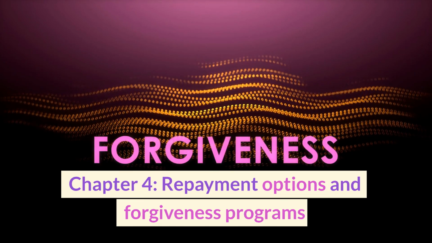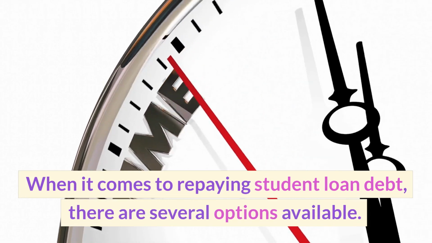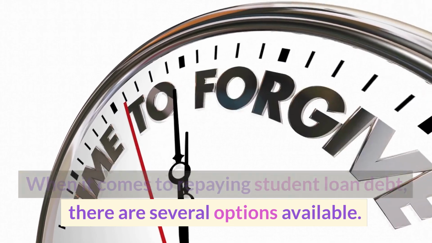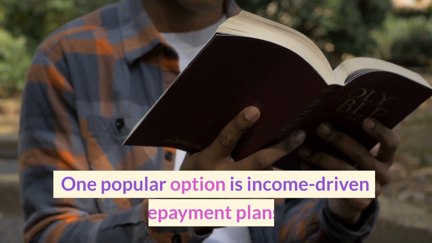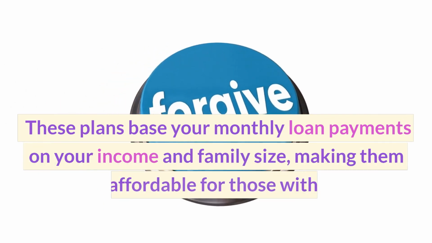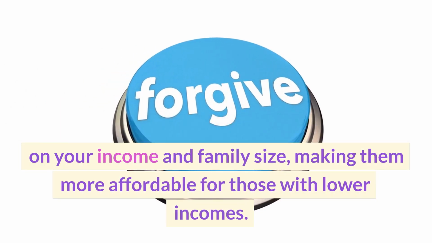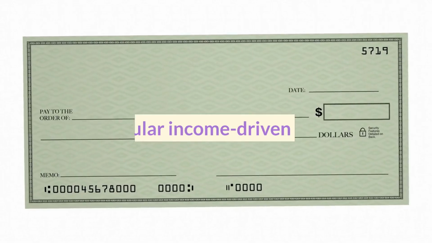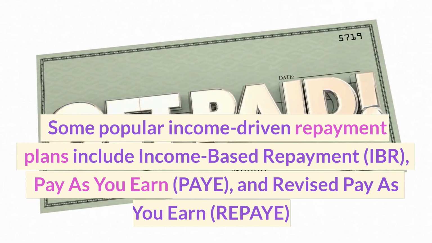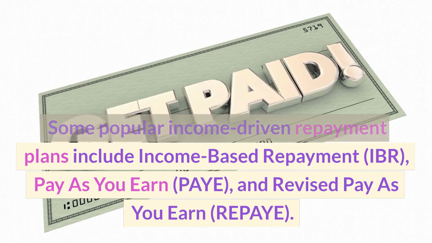Chapter 4: Repayment options and forgiveness programs. When it comes to repaying student loan debt, there are several options available. One popular option is income-driven repayment plans. These plans base your monthly loan payments on your income and family size, making them more affordable for those with lower incomes. Some popular income-driven repayment plans include income-based repayment, IBR, Pay As You Earn, PAYE, and Revised Pay As You Earn, REPAYE.